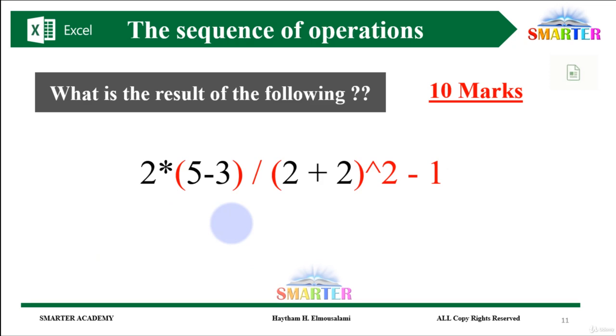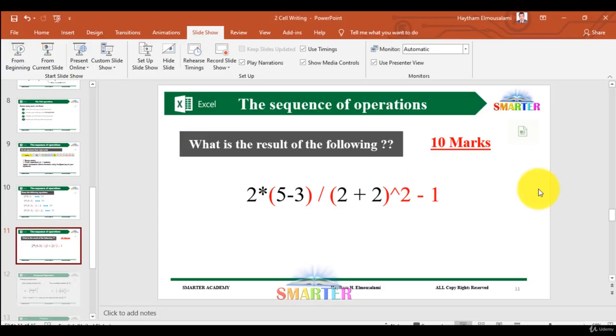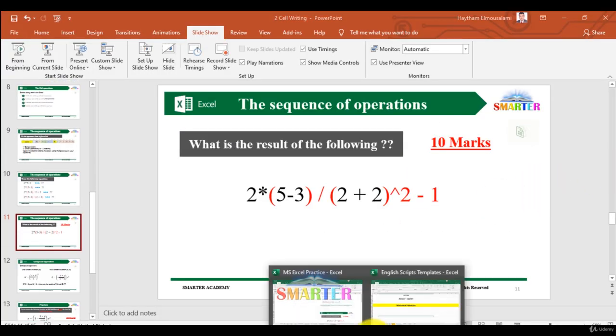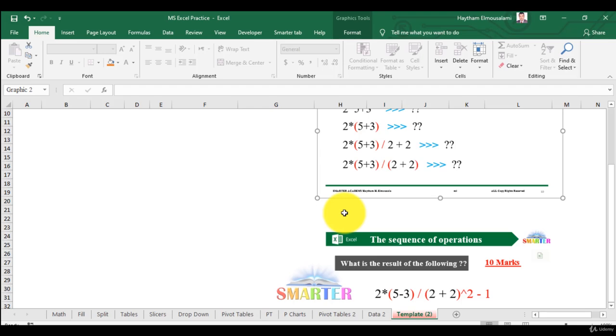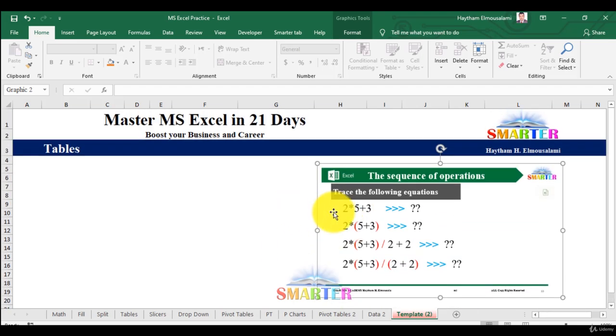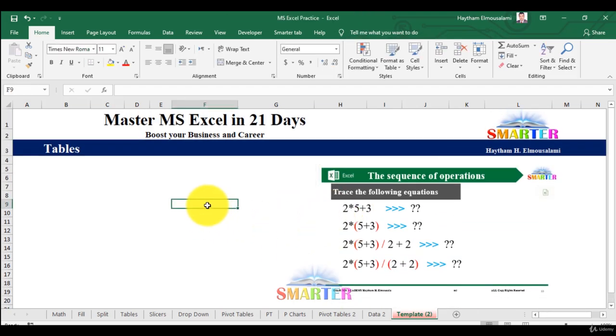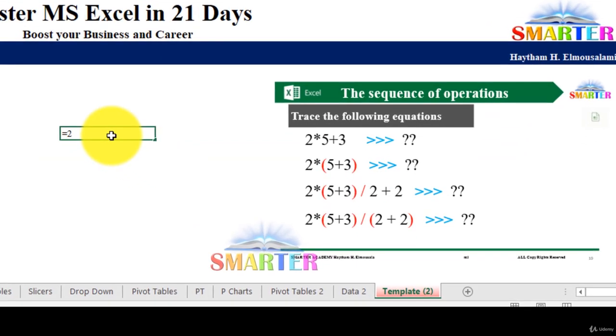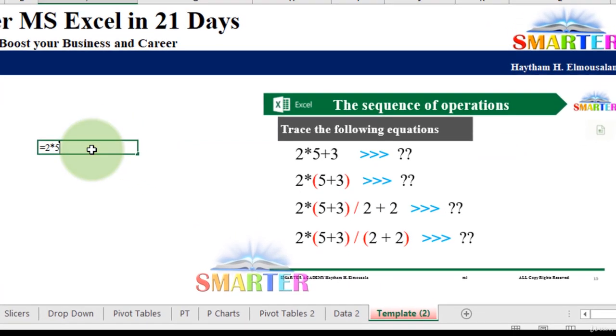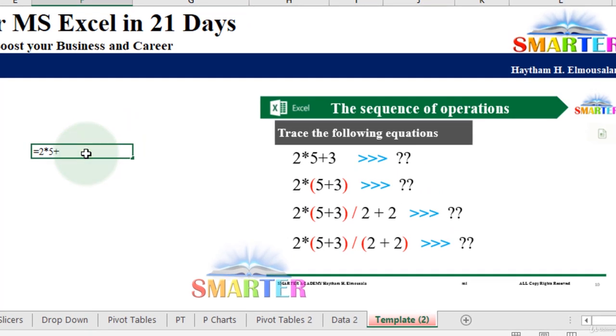So what is the result of this equation? Let's take examples and learn how to write these equations using Microsoft Excel. Let's practice and write this formula. 2 plus 5 divided by... 5 plus 3. The result will be 13.